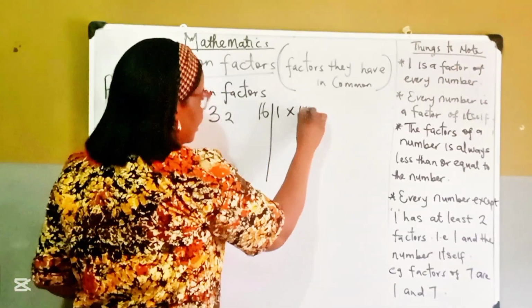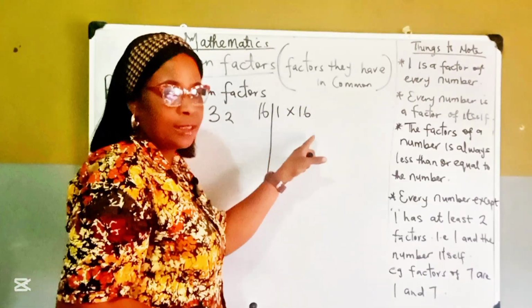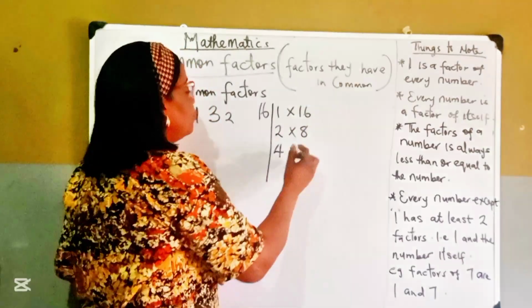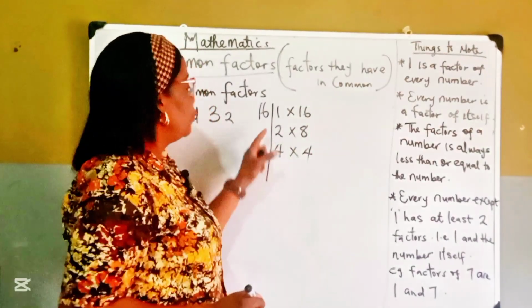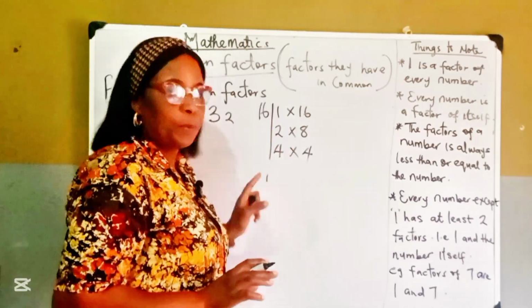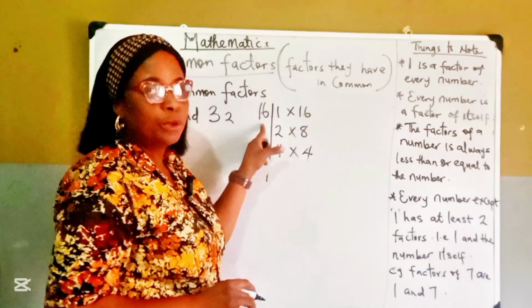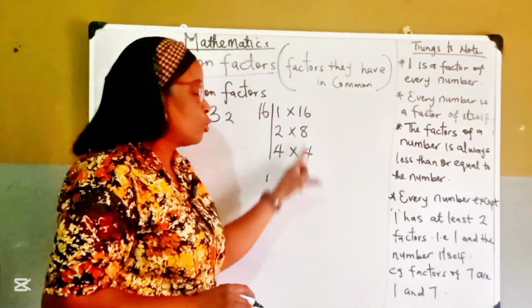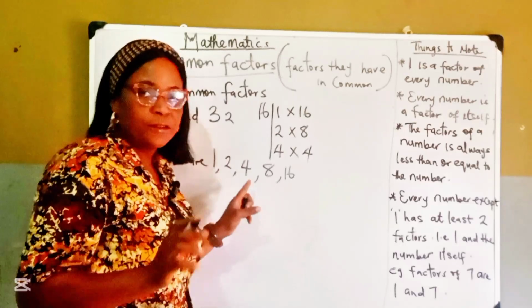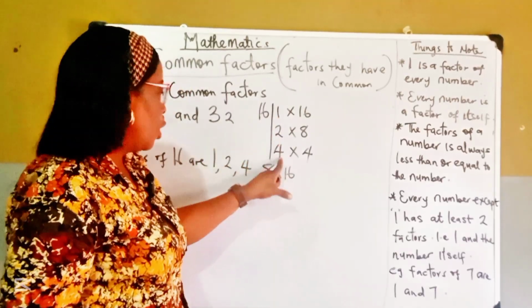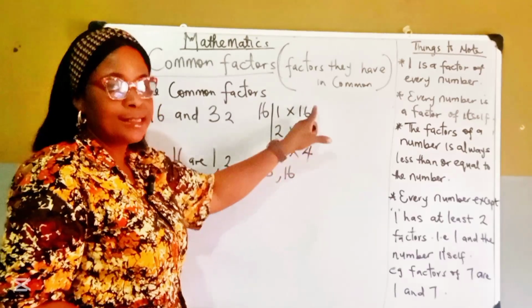1 times 16 is equal to 16. 2 times 8 gives you the number 16. 4 times 4 will give you the number 16. So there is no other number that can multiply itself to give you the number 16. So what you are going to do is to bring out the factors of 16. So factors of 16 are 1, 2, 4, 8, and 16.